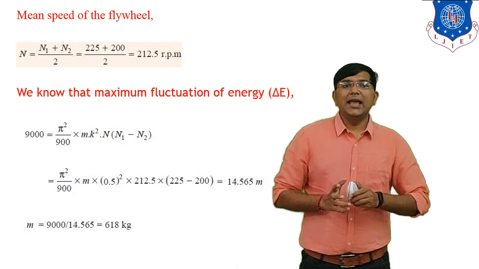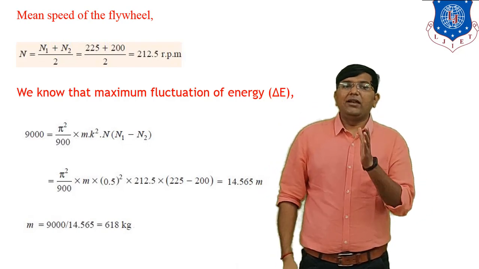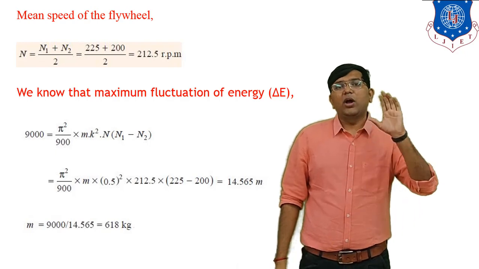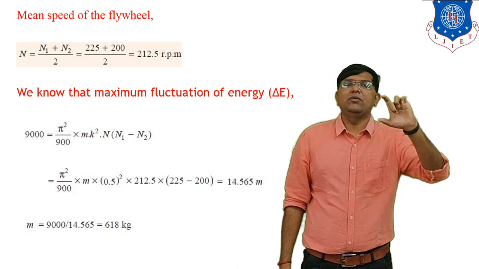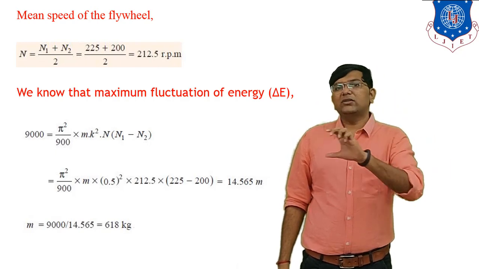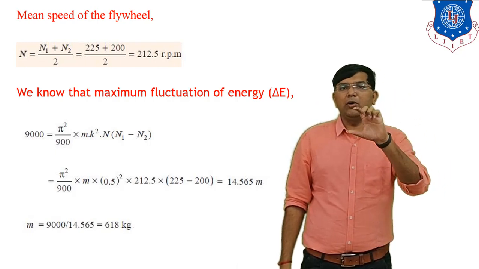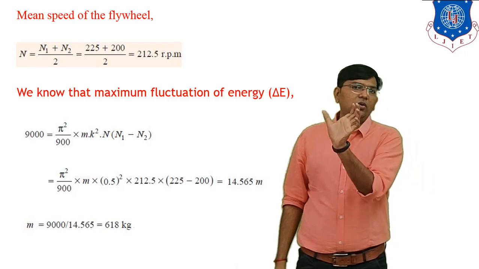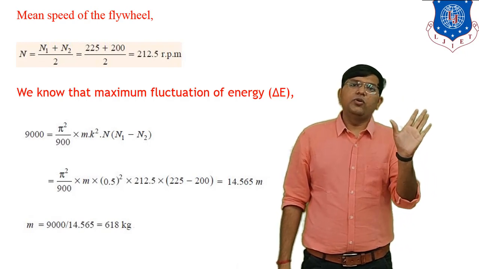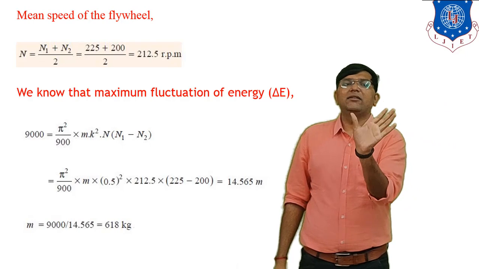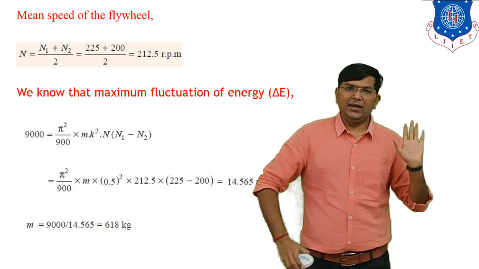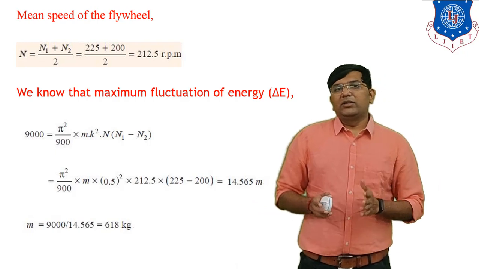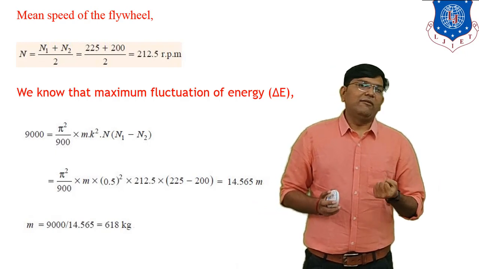Clear? So this is the example for the flywheel in a punching press, and you have to use only one equation for that, that is delta E is equal to I omega square Cs, or delta E is equal to I into omega 1 minus omega 2. Instead of omega, you have to put 2 pi n by 60, and this equation is converted into the form of mk square and n1 minus n2. Clear? So this is the numerical based on the flywheel punching press.